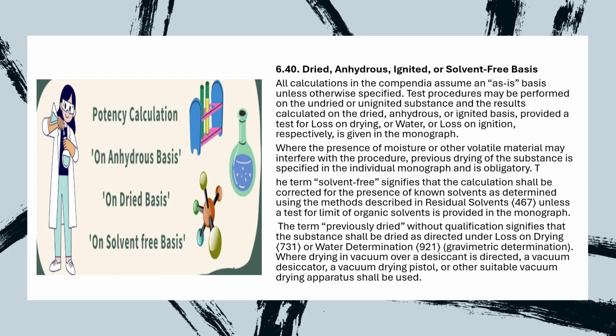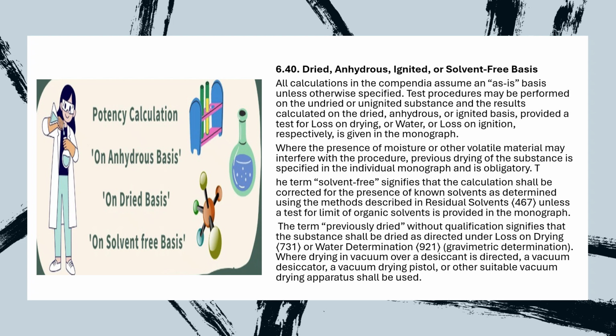Next section is 6.40, that is dried, anhydrous, ignited or solvent-free basis. All calculations in the compendia are based on an as-is basis unless otherwise specified. So you need to consider as-is basis calculation, right? Tests may be performed on undried or unignited samples with results calculated on a dried, anhydrous or ignited basis, provided the relevant tests such as loss on drying, water, or loss on ignition are specified in the monograph.